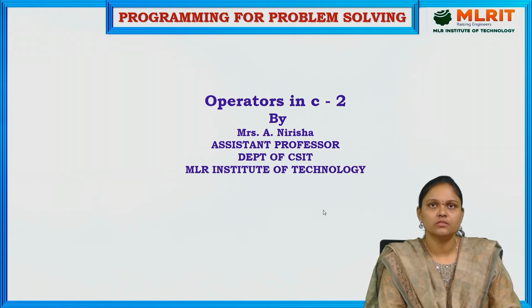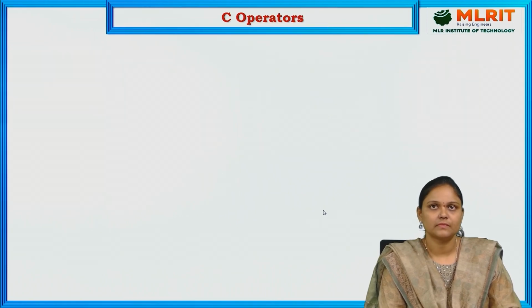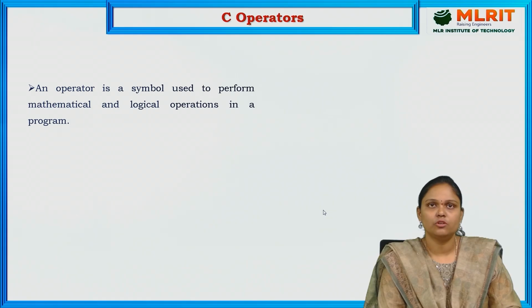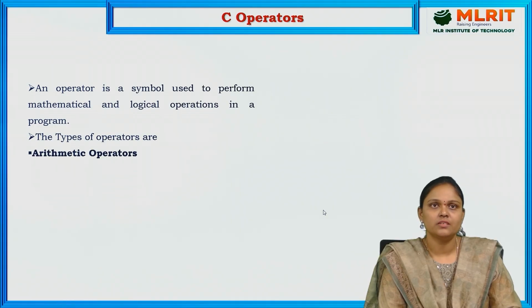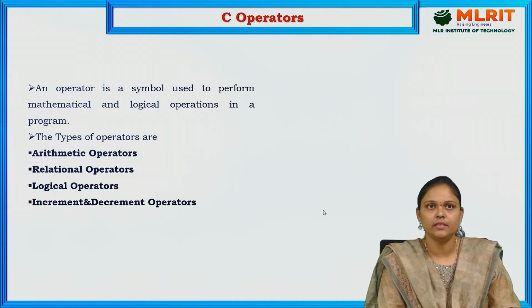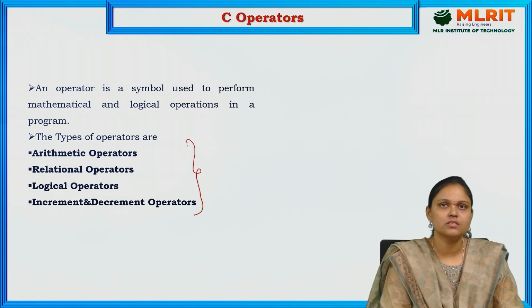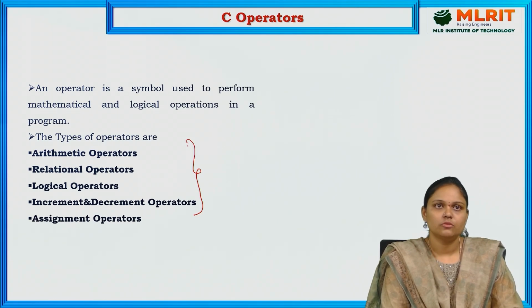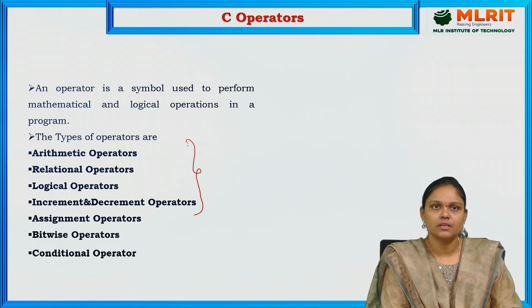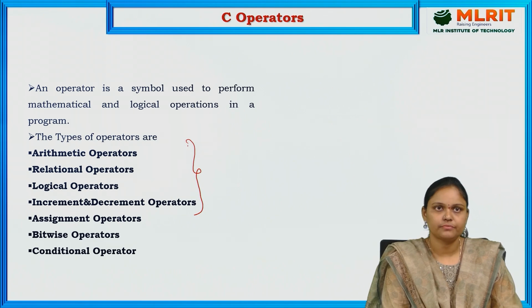Today we are going to discuss the remaining part of operators in C. As we discussed, an operator is a symbol with which we perform some kind of operation. The types of operators are arithmetic operators, relational operators, logical operators, and increment and decrement operators. These are the four types that we discussed in the previous class. Now we are going to discuss assignment operators, bitwise operators, and conditional operators.